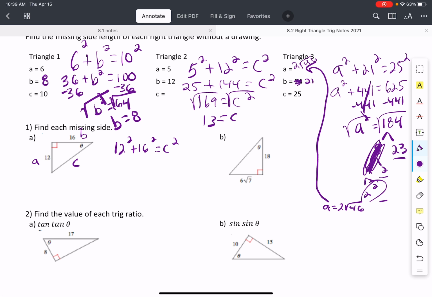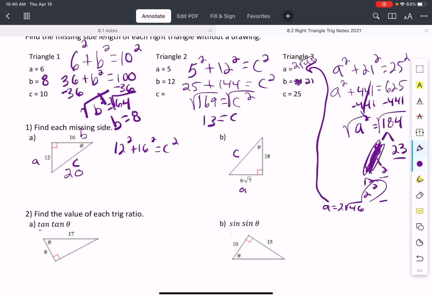You should get 20, I think. Who got 20? Anyone else get 20? Good. Okay. Now, what makes B tricky is that square root. And it's just because squaring it is going to be a little weird. Okay? So first of all, are we looking for A, B, or C again? C again. Good. The hypotenuse.